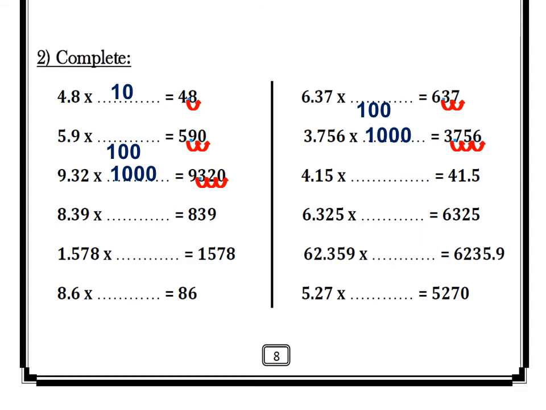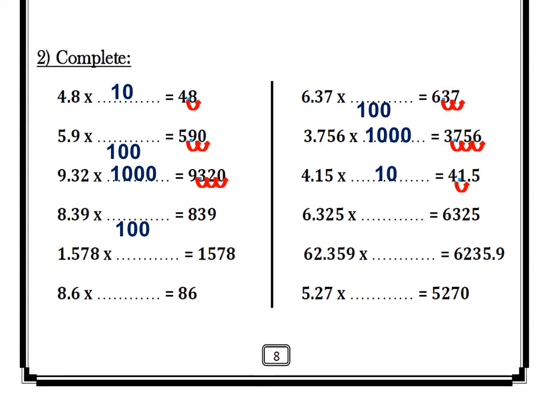4.15 times what gives me 41.5? As we can see, it moved just 1 step, so I'm going to multiply by 10. 8.39 times what equals 839? It was between the 8 and the 3. It moved 2 steps, so it is multiplied by 100.